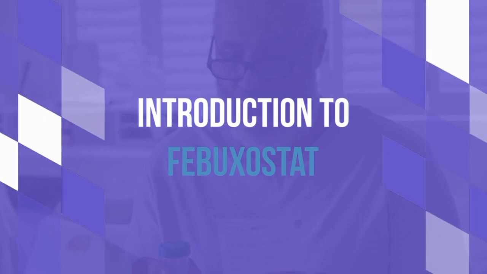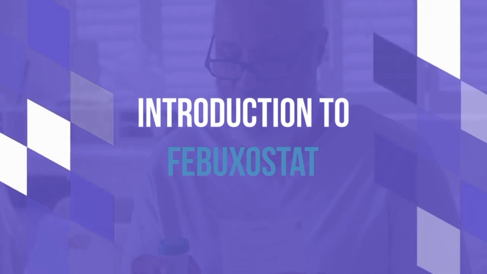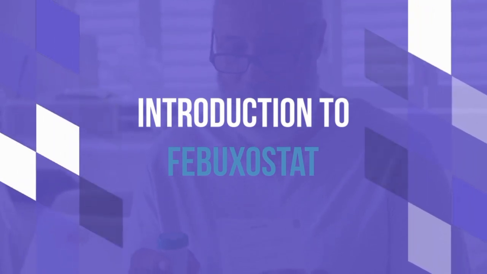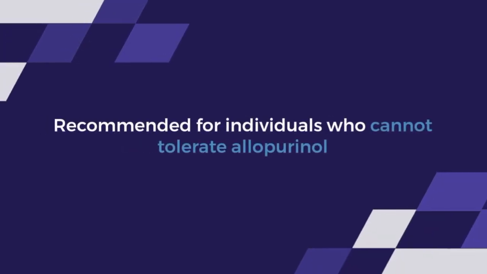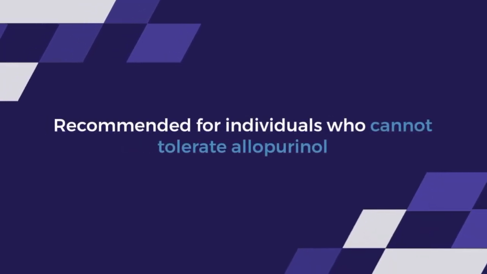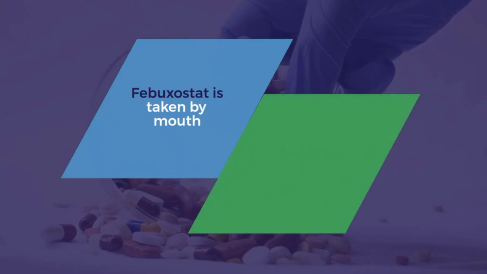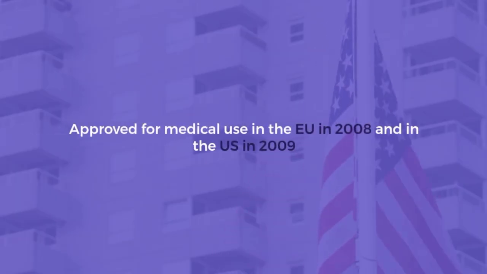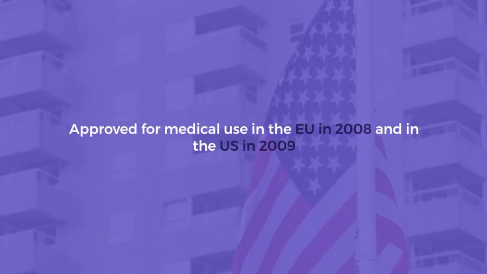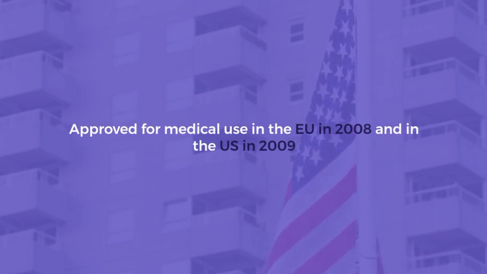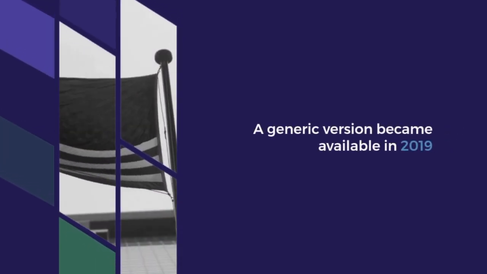Febuxostat is a medication used for the long-term treatment of gout caused by high uric acid levels in the blood. It is generally recommended for individuals who cannot tolerate allopurinol. Febuxostat is taken by mouth. The drug was approved for medical use in the European Union in 2008 and in the United States in 2009. A generic version became available in 2019.